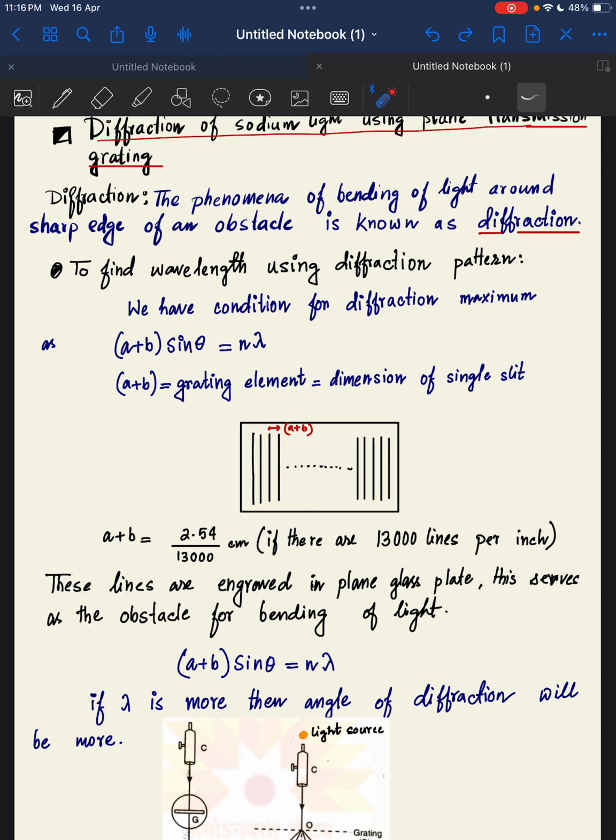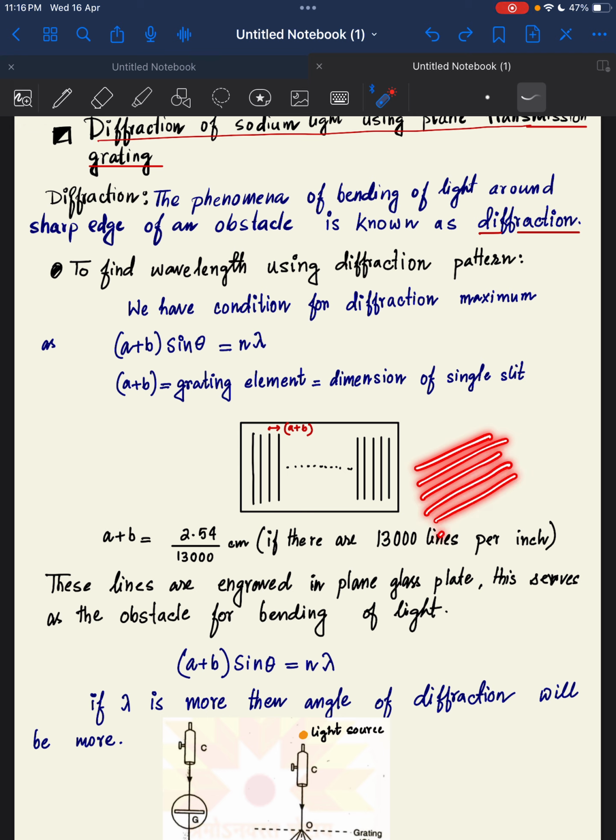Now, to find a wavelength using the diffraction pattern, we must know the condition for the diffraction maximum. That is (a plus b) sin theta equal to n lambda. Now what is a plus b? a plus b is the grating element. Let's say we have a plane transmission grating. A plane transmission grating is nothing but many parallel lines which are engraved using some particular technique called lithography. No need to know in detail. Let's say these markings are done with a UV high power laser. So they will be engraved in the glass plate, like you scratch the glass with a diamond tip.